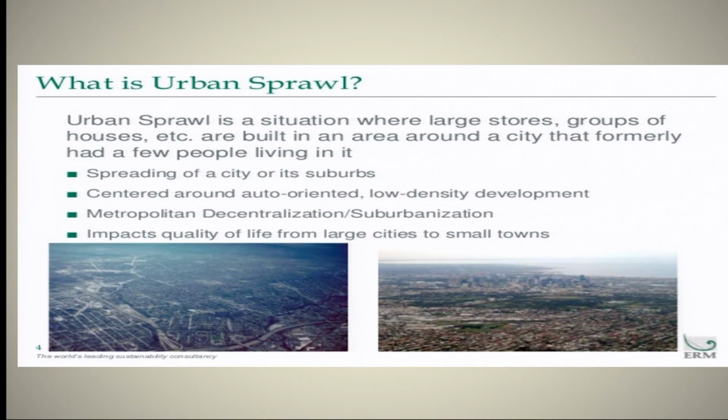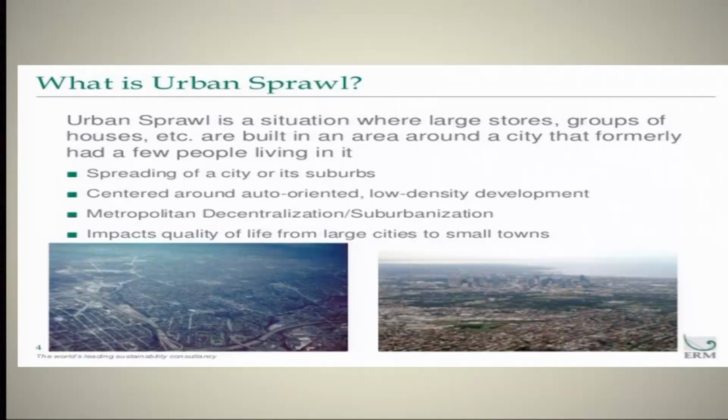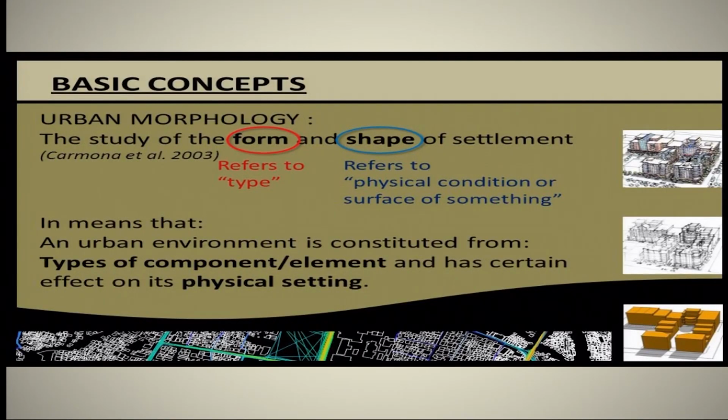It is centered around auto-oriented, low-density development. Metropolitan decentralization and suburbanization take place. The impact on quality of life from large cities to small towns happens because of urban sprawl. The basic concepts include urban morphology, the study of the form and shape of settlements.